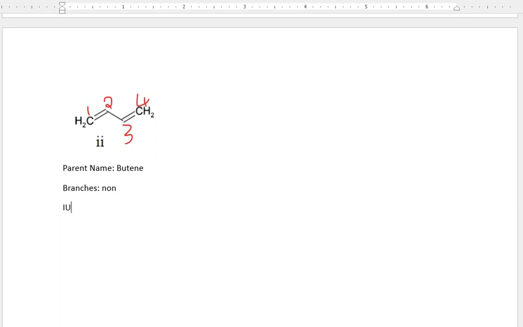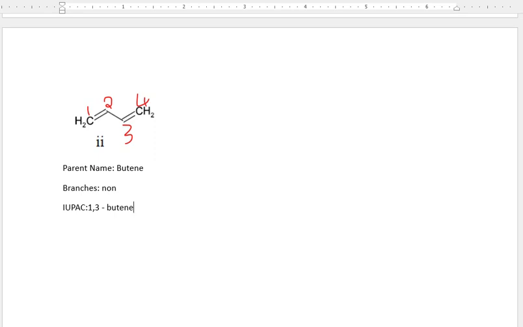The IUPAC name will be, so where do we have the double bond? We have a double bond at 1. So it's 1,3-butene. 1,3-butene. So it's showing us that we have a double bond at 1 as well as a double bond at 3.